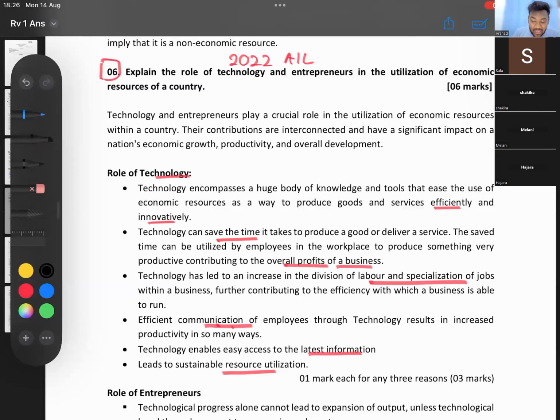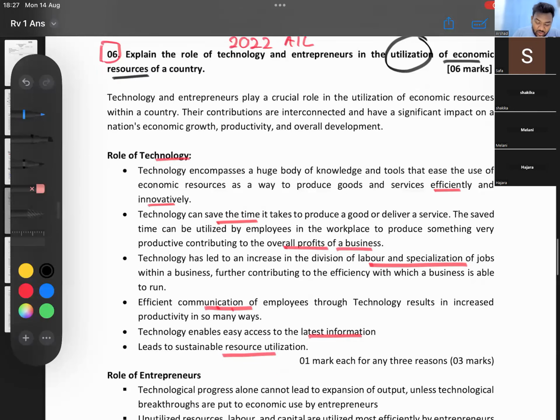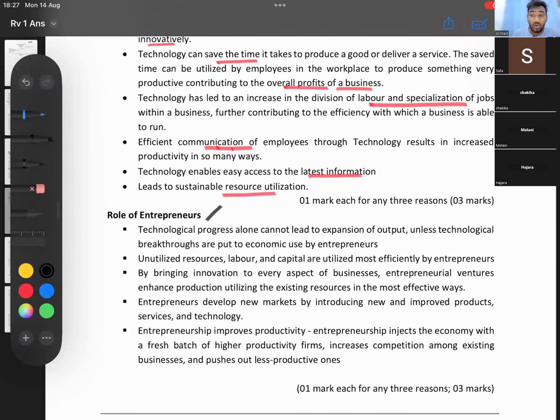Because of doing this, what happens, guys? Because of doing this, we can utilize our resources more efficiently. We save time, we can do more stuff, right? All of that is there. That's the role of technology. Then what's the role of entrepreneurs? What's the role of entrepreneurs in utilizing resources?